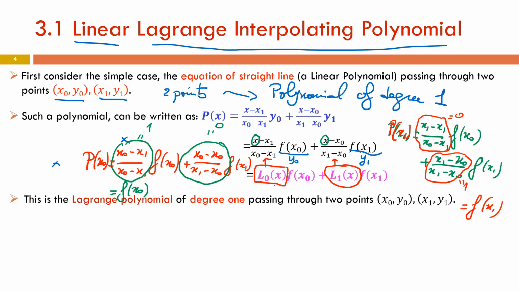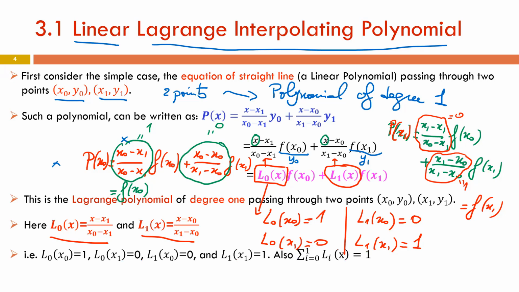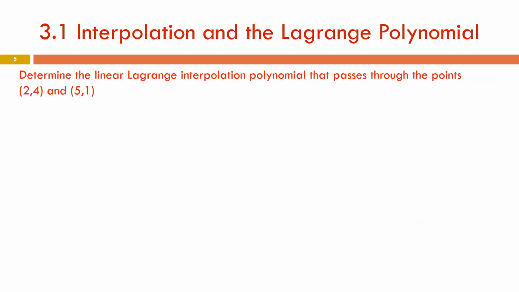The property of L0 is that L0 of x0 is 1 and L0 of the other points is 0. The same for L1: if we have different indices, the value is 0, and if we have the same index, the value is 1. You can check. This is the property of these Lagrange polynomials. The idea is easy, and you have to know this formula and these properties.